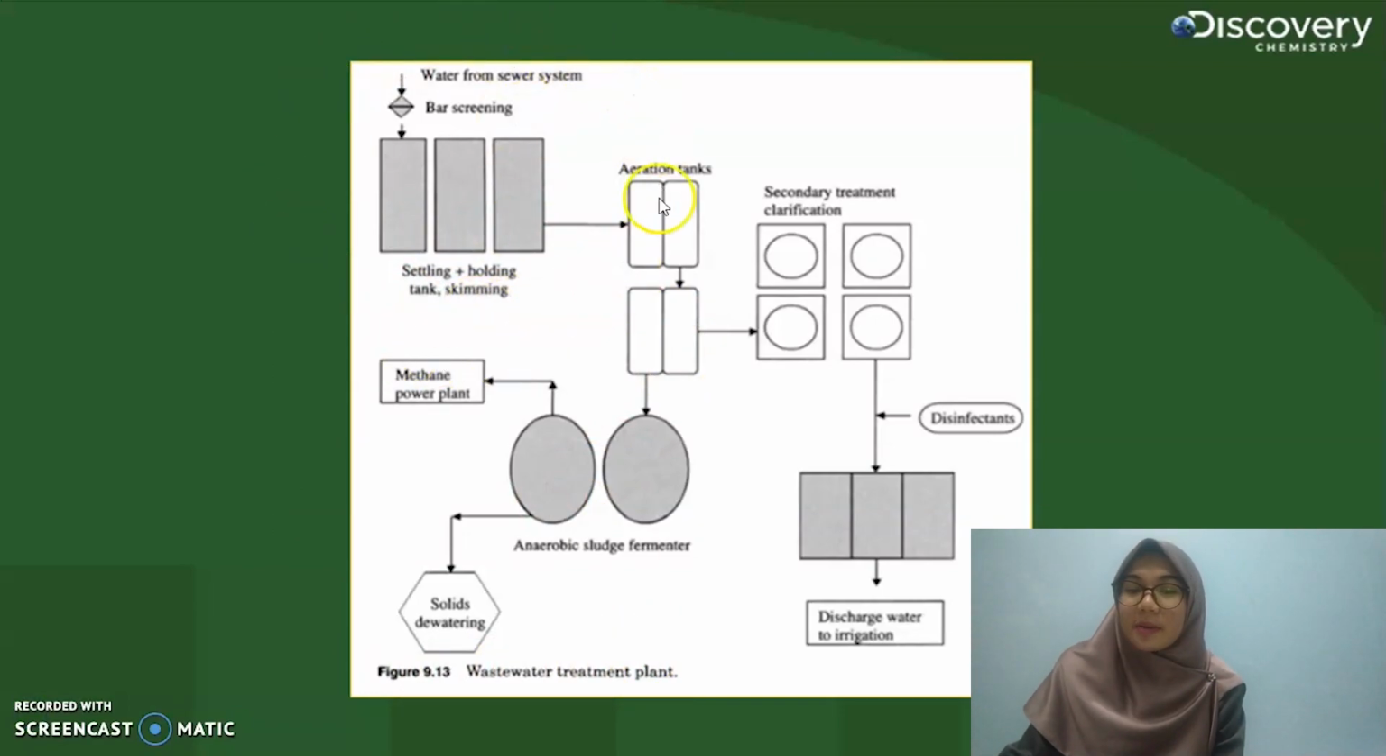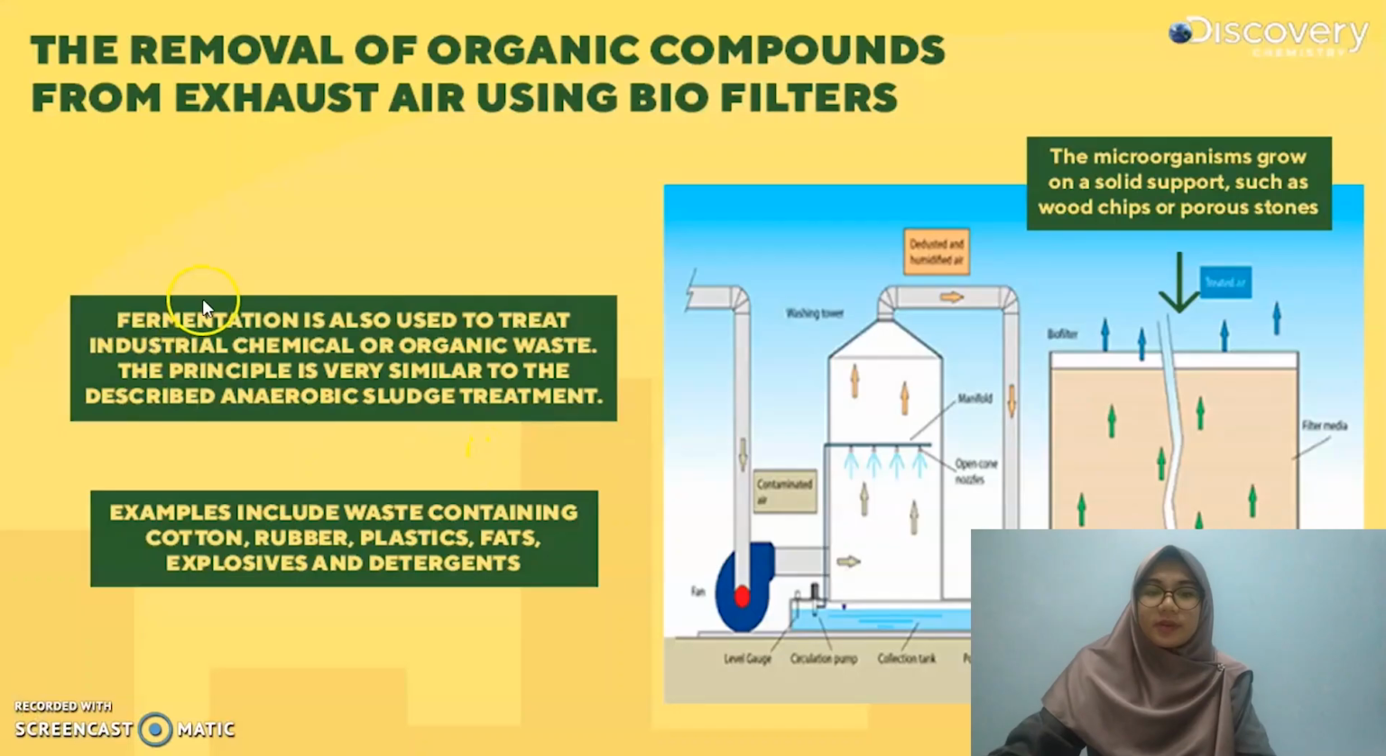This is the primary step, the screening step, and then this is the secondary step, the aeration tanks or open basin tanks. This is the egg fermenter, and this is the secondary treatment clarification for water that is free from the bacteria. Then the water is disinfected and discharged to the surroundings and can be drunk or used. Fermentation is also used to treat industrial chemical or organic waste.